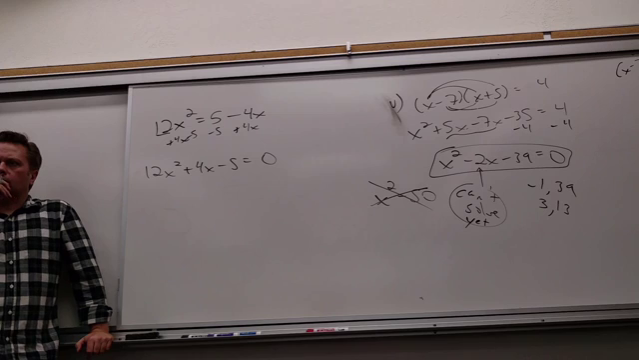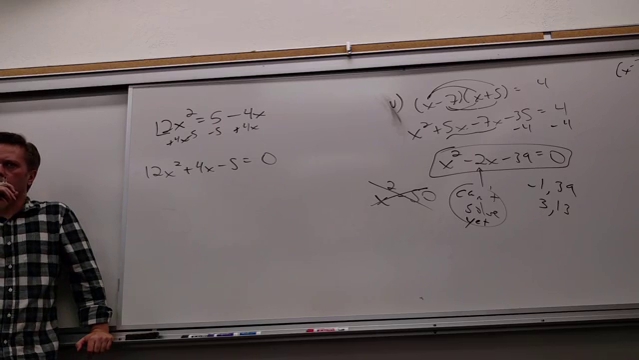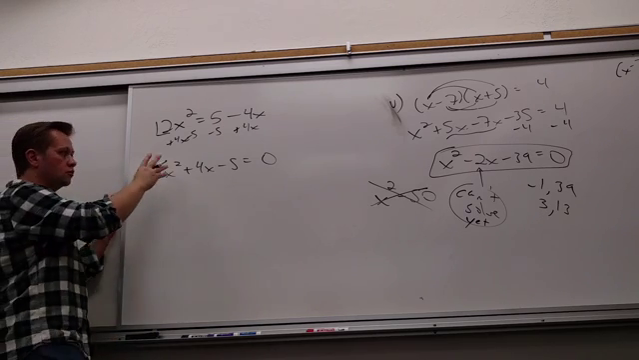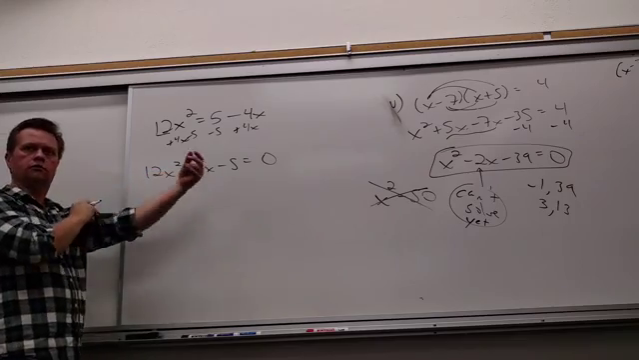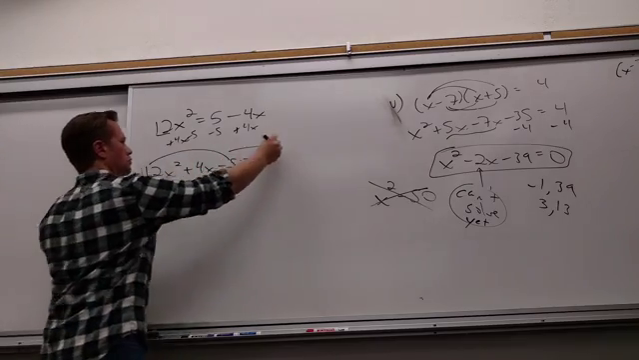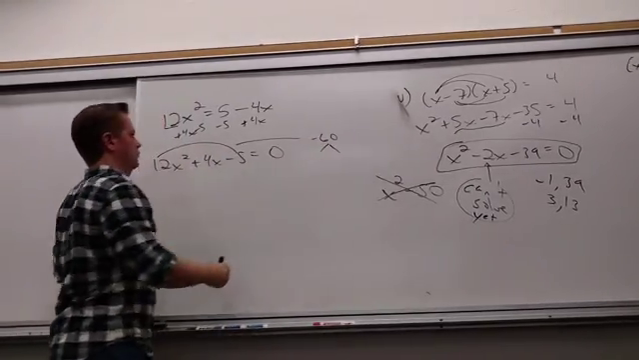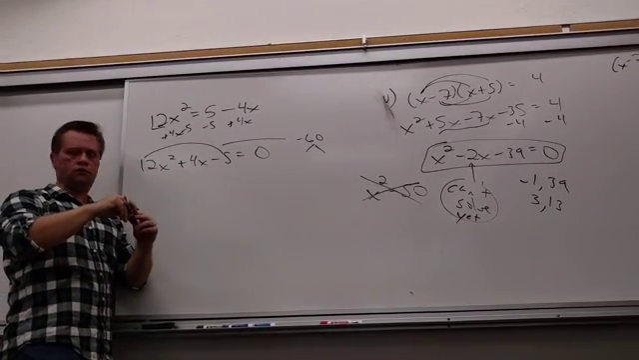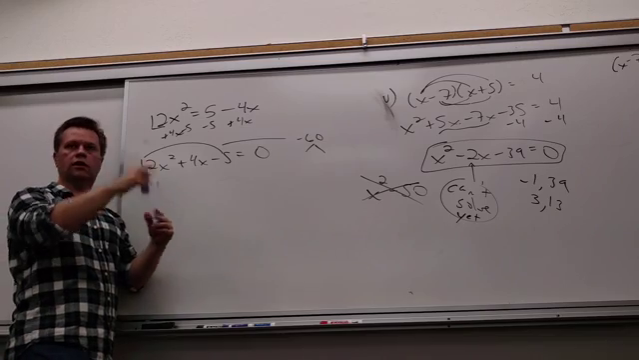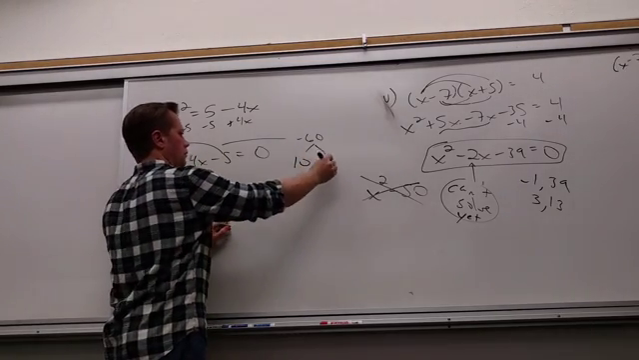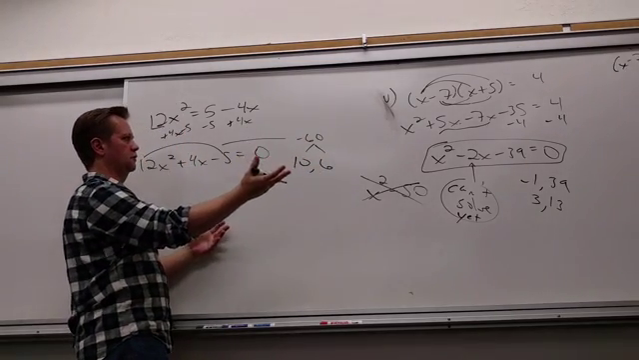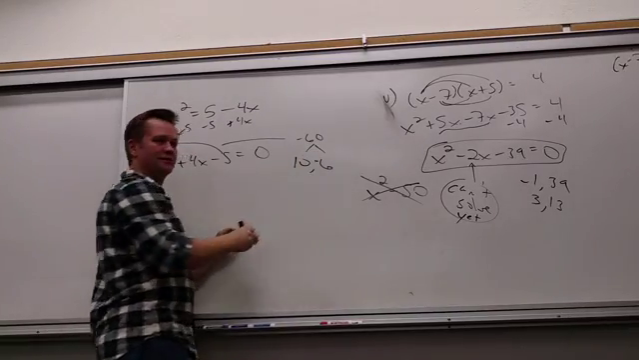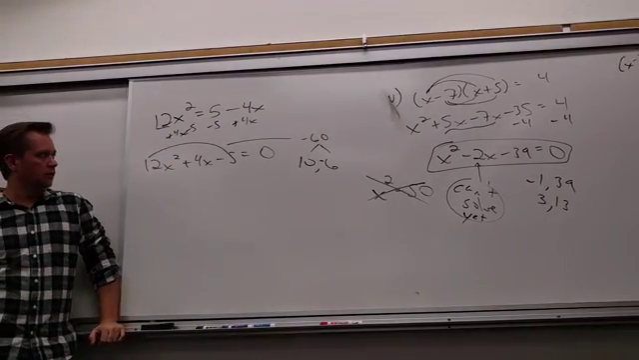And now, how do I factor that? GCF first. Okay, GCF first. I like it. 12 times negative 5 is negative 60, and the numbers add to positive 4. 10 and 6. Which one's got to be negative? Negative 6. Sorry, I didn't mean to make it a trick question.